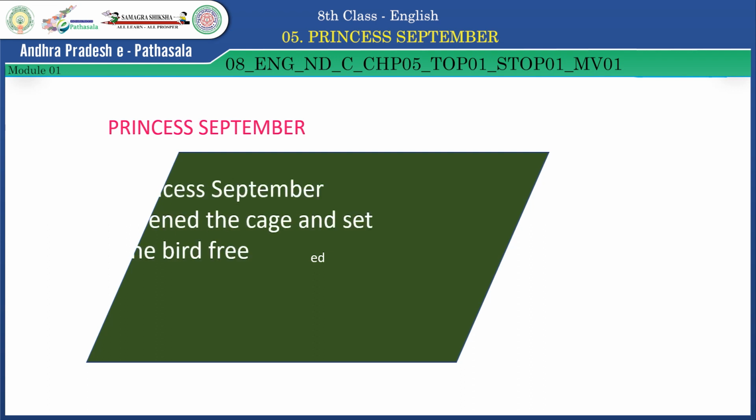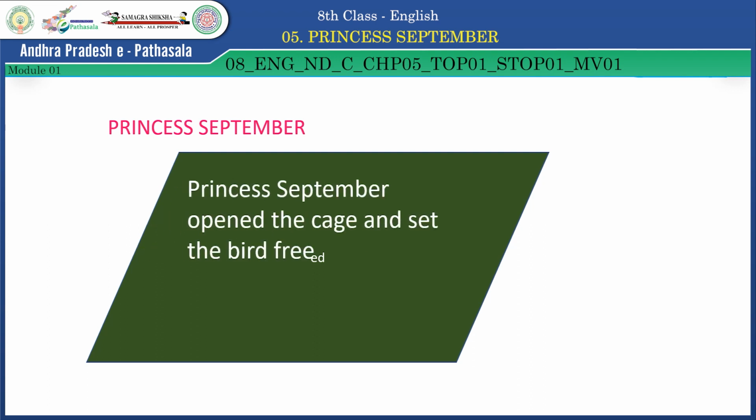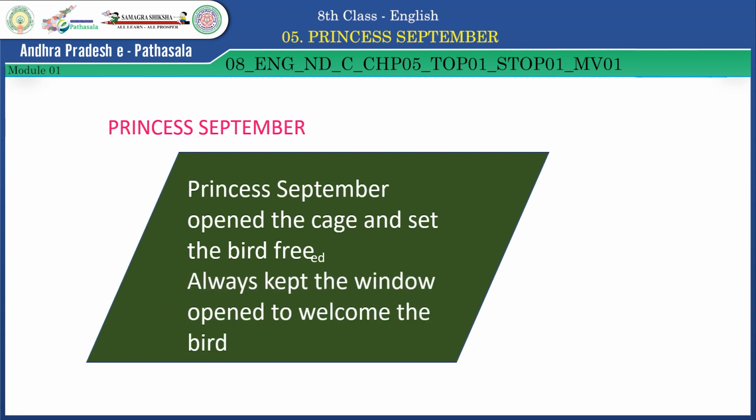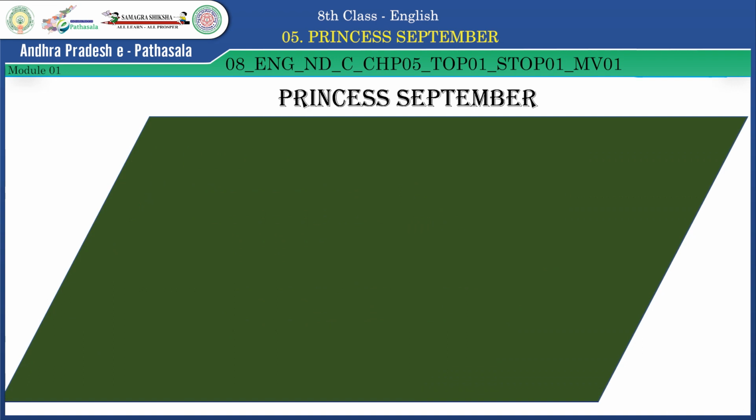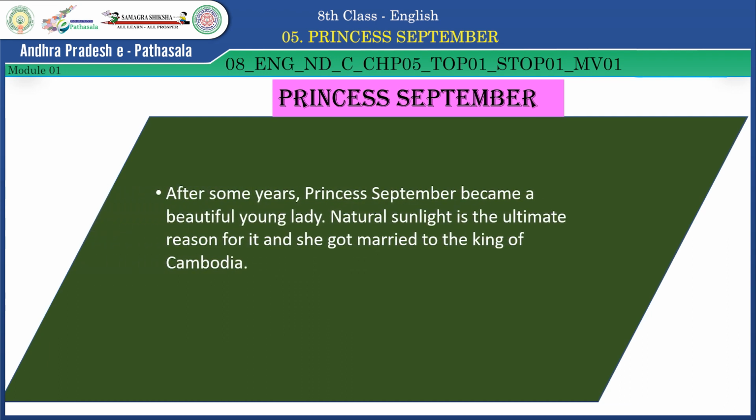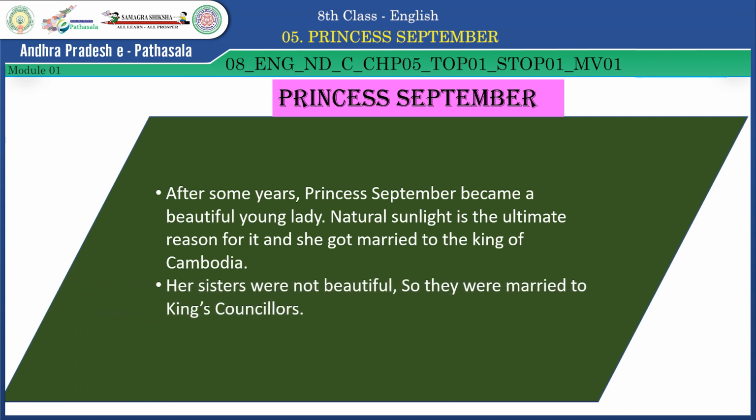Princess September opened the cage and set the bird free. She always kept the window open to welcome the bird. After some years, Princess September became a beautiful young lady. Natural sunlight is the ultimate reason for it. And she got married to the king of Cambodia. Her sisters were not beautiful, so they were married to the king's counselors.